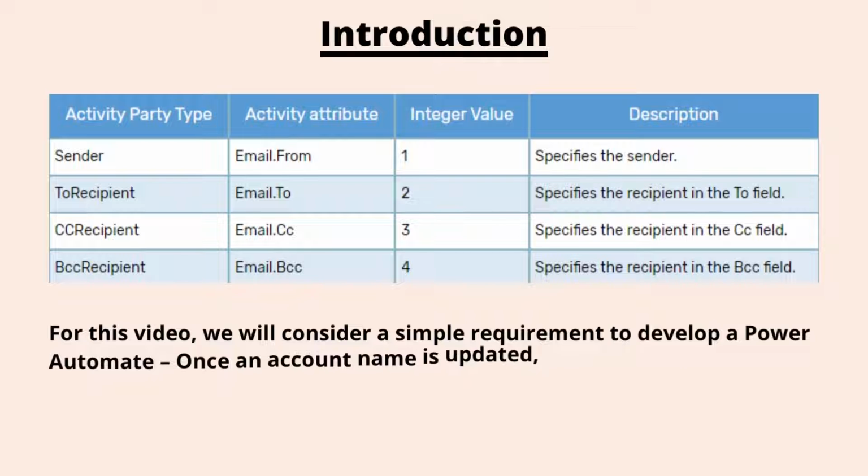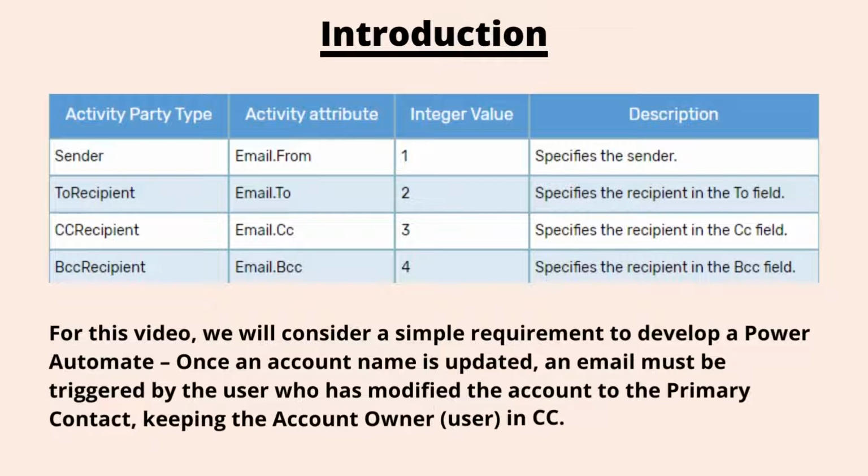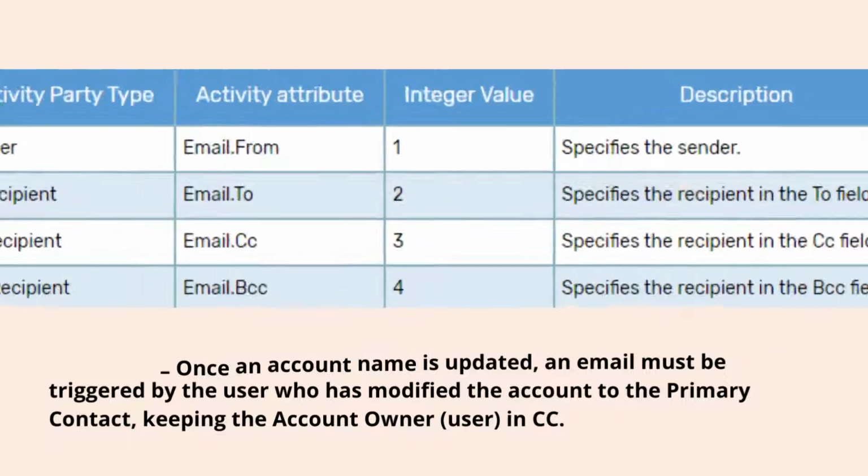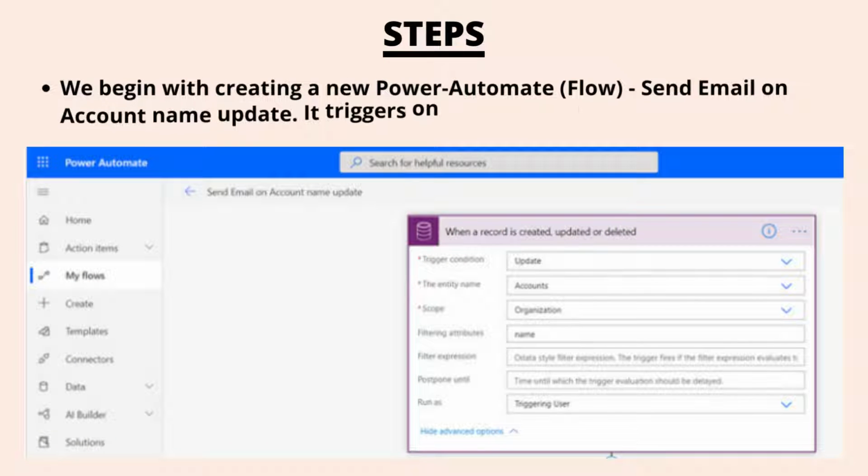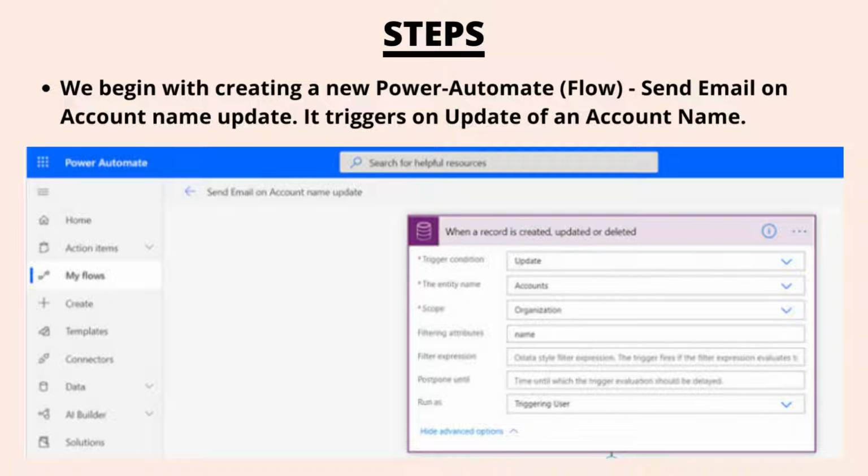For this video, we will consider a simple requirement to develop a Power Automate flow. Once an account name is updated, an email must be triggered by the user who has modified the account to the primary contact, keeping the account owner user in CC. Now, we are going to understand our topic step by step.